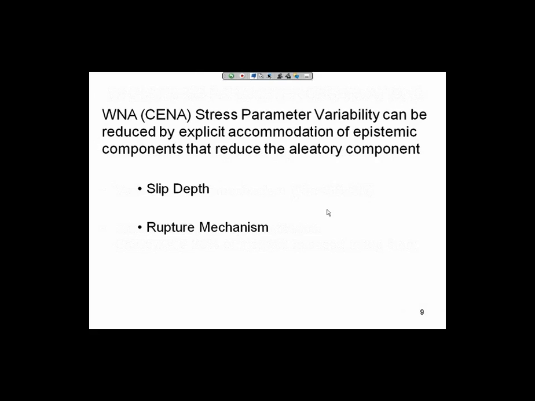And then we hope that in the West, and by extrapolation Central Eastern North America, the variability we see in stress parameter can be reduced by an explicit accommodation of the epistemic component, which we can see in both slip depth and rupture mechanism, and that can reduce your aleatory component.